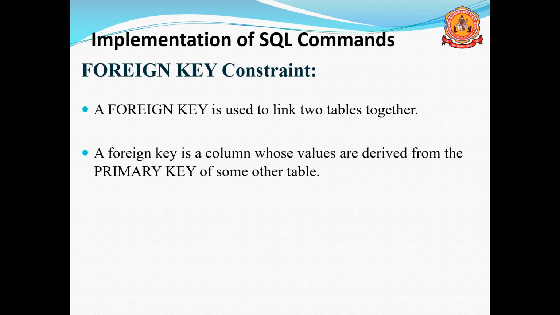A foreign key is a column whose values are derived from the primary key of some other table. For example, if you want to set one column in our table as a foreign key, then in the other table that same column should be a primary key. Then only is it possible to set it as a foreign key in our table. Remember, our table's foreign key is the primary key of another table.